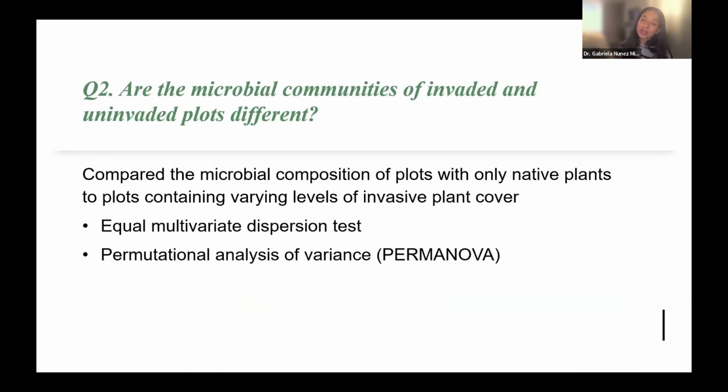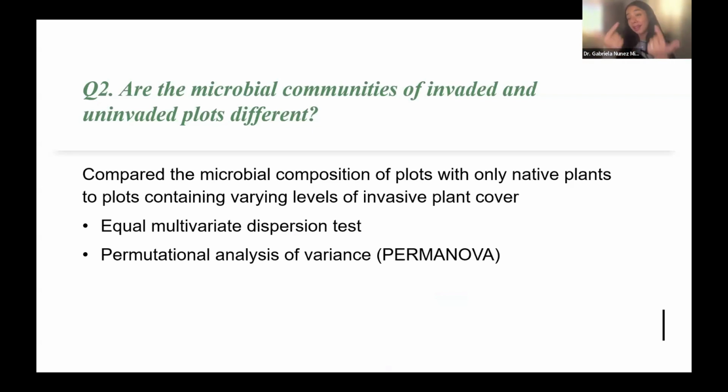All right, so to study the differences in microbial communities among those three groups, we compared the microbial composition of these plots in two ways. First, we did an equal multivariate dispersion test, and basically what that's telling us is, within one group, let's say the native group, are all the native plots more similar or more different to each other than the plots that were categorized as highly invaded? That's what that test does.